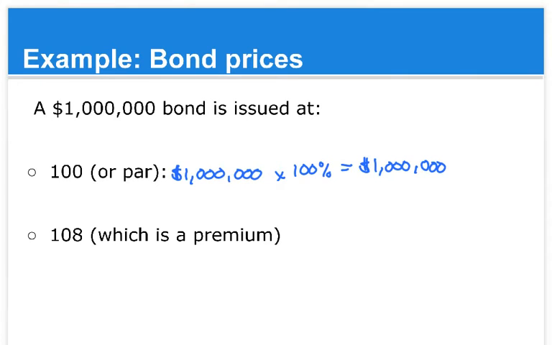If the bond is issued for a premium, for example, I have written there 108, which is an amount greater than 100, that would translate to an amount being issued for more than $1 million. So the math behind it would be 1 million multiplied by 108% or 1.08, which would equal $1,080,000.